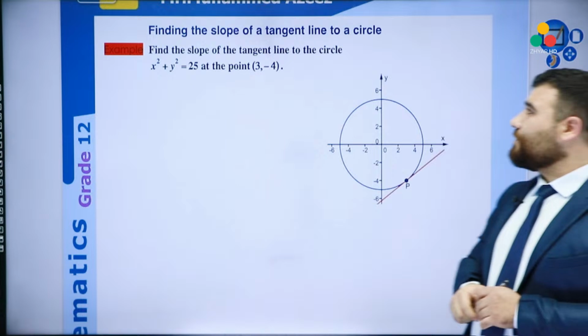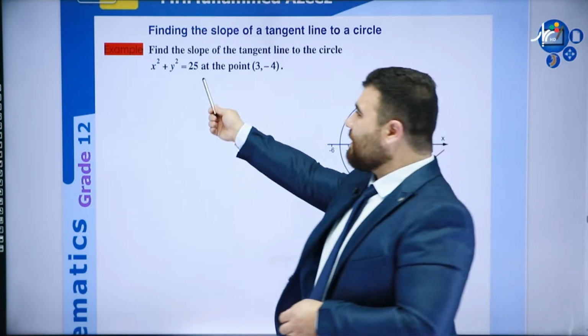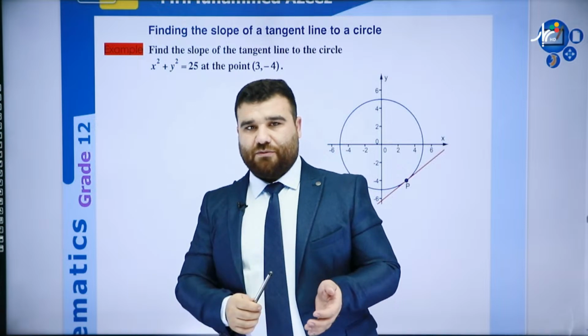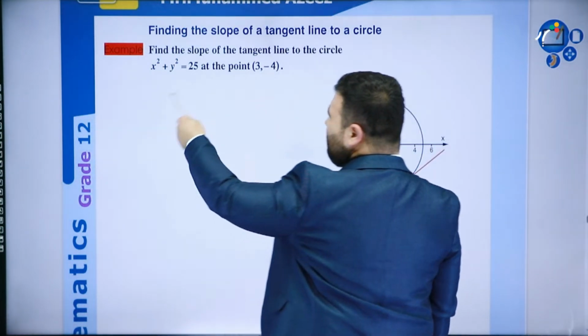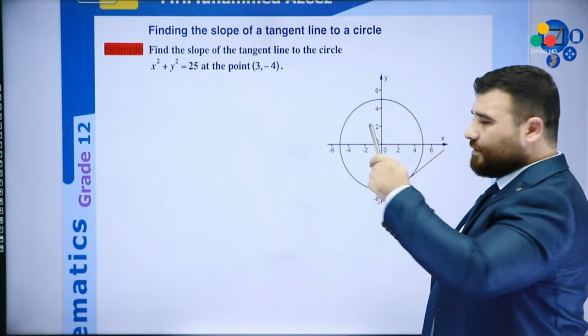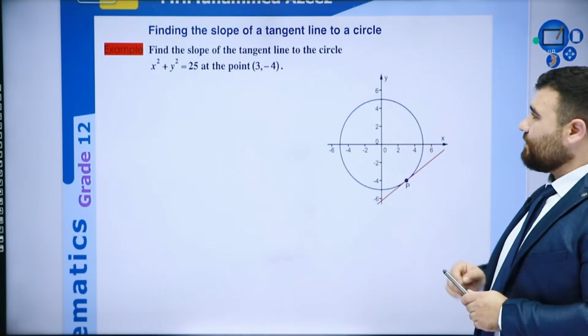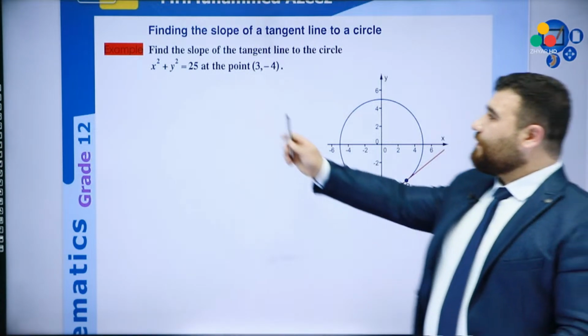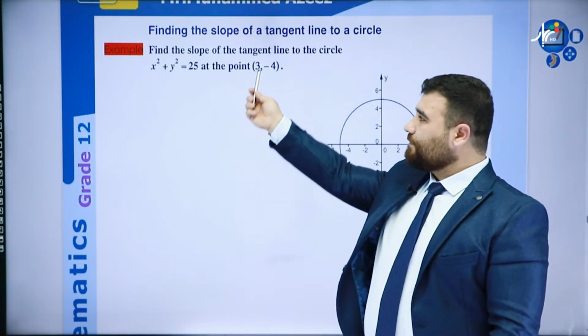Finding slope of a tangent line to a circle. Equation of circles containing x and y, and they both have power 2. All right. Now, if I want to describe the circle, it's a circle centered at 0, 0, radius square root 25, which is 5. It's here. Radius 5, center 0, 0. What should I find? Find the slope of the tangent line to the circle at this point.